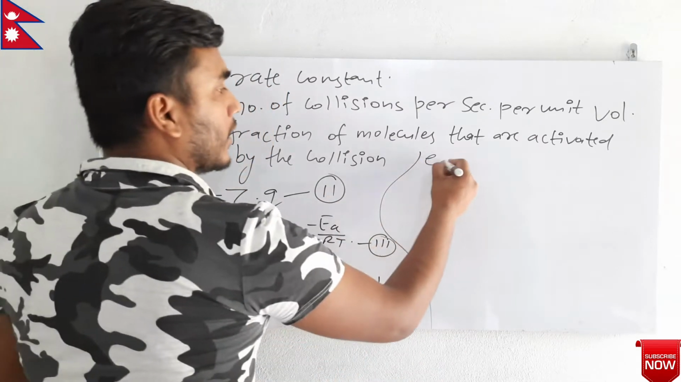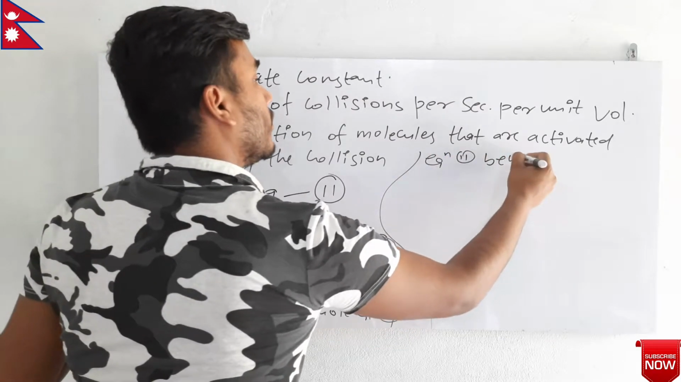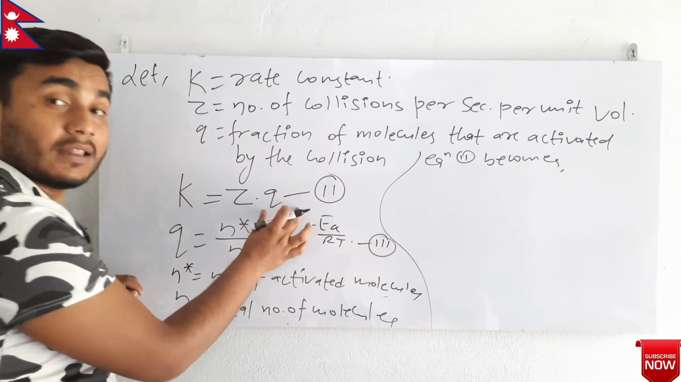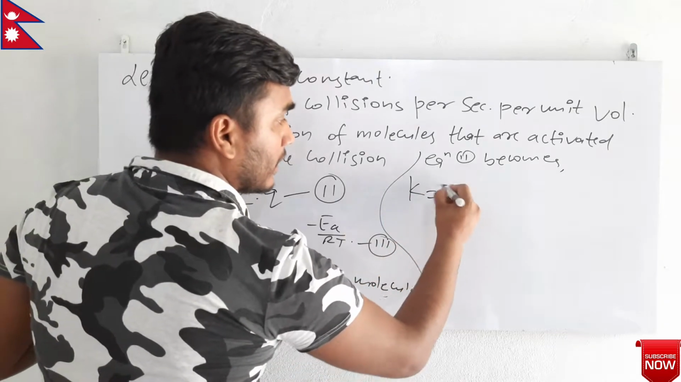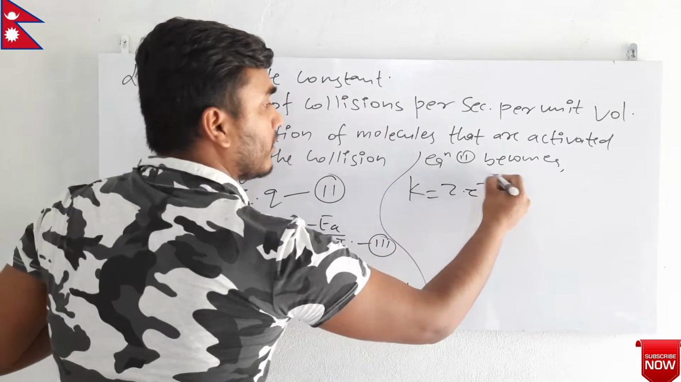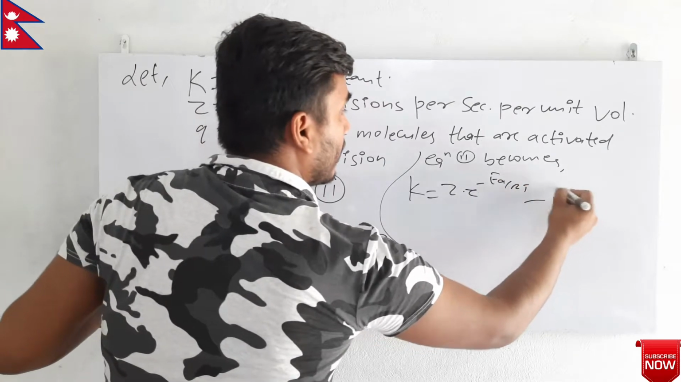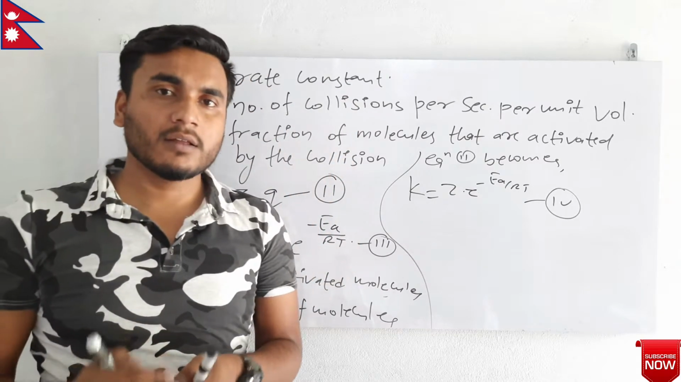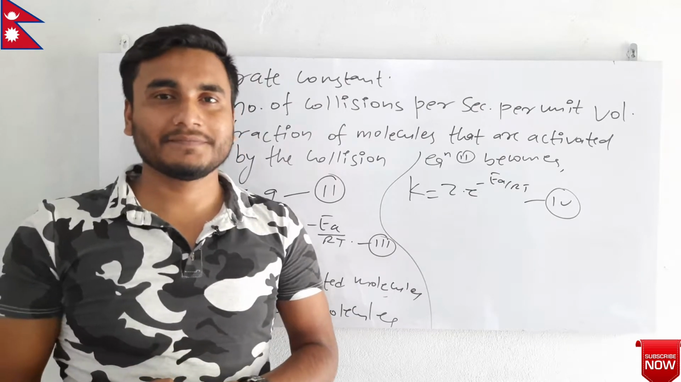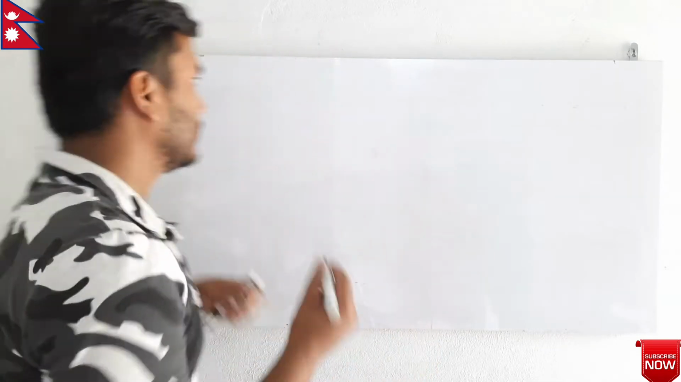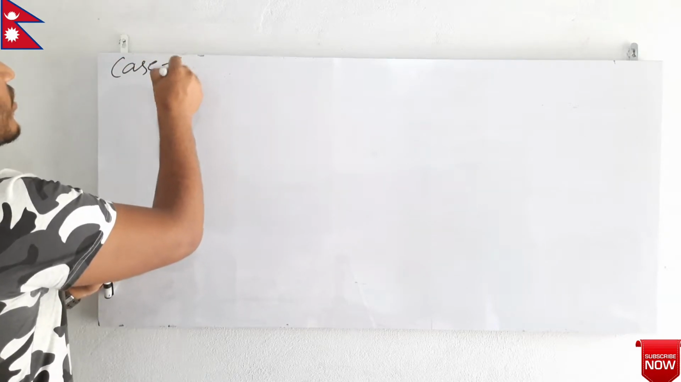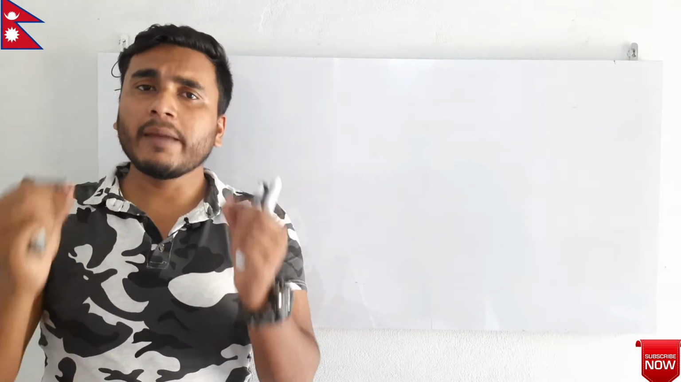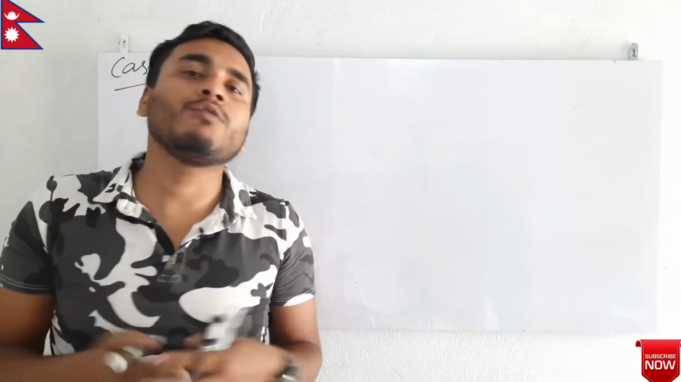Then equation 2 becomes, let us put this value over here, that is the value of Q in this equation. Then we will get the value of K to be Z into e to the power minus EA by RT, equation number 4. Okay, so this is our equation number 4. Now let me erase these unnecessary parts so that we can proceed with the derivation. Let us consider two cases. First of all, case 1. In case 1, let's consider the condition when the same type of molecule, or the same molecule, collide with each other.